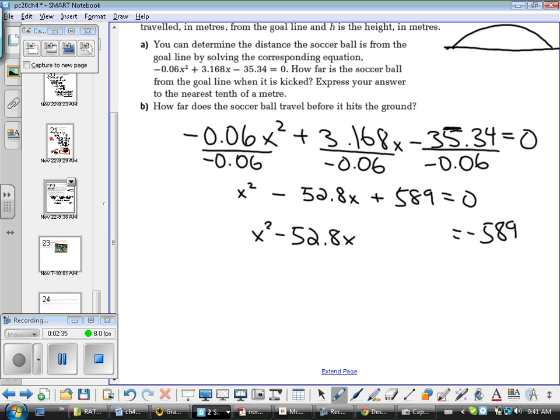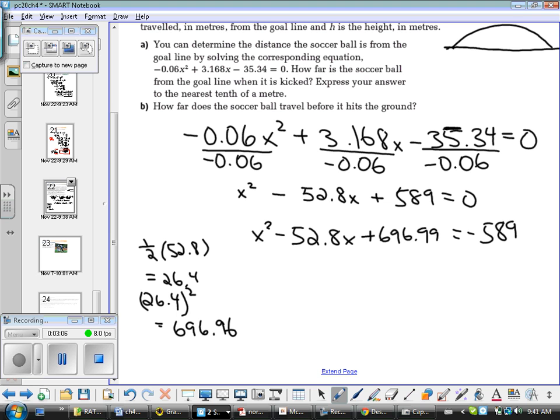I'm going to complete the square, and I do that by taking 1/2 of 52.8. So 1/2 of 52.8 is 26.4. Then I want to square that to find out what my third term is going to be. So 26.4 squared is equal to 696.96. That's the thing that I'm going to add on here.